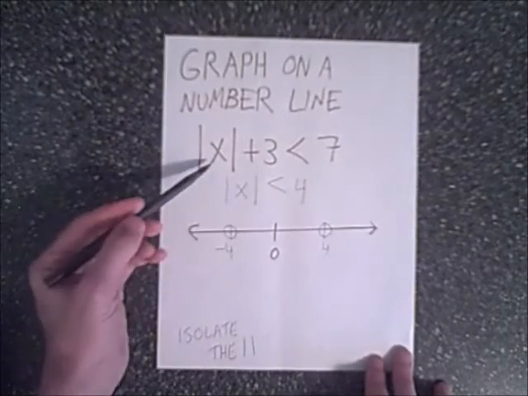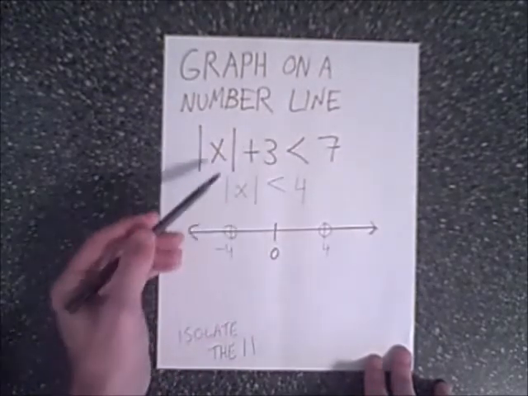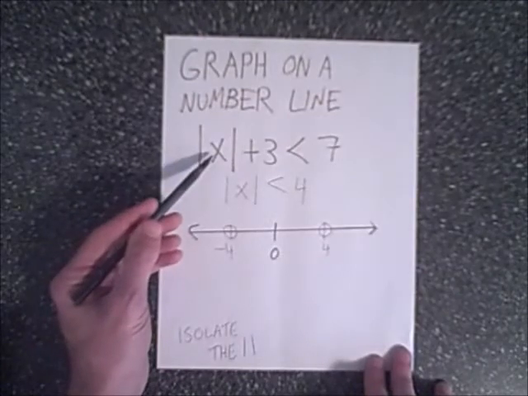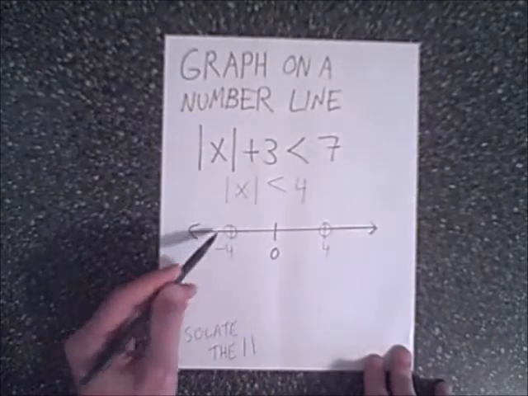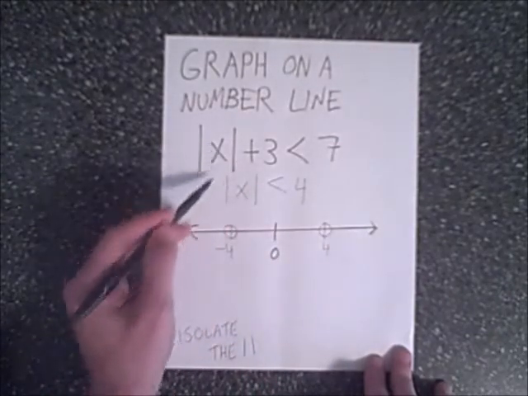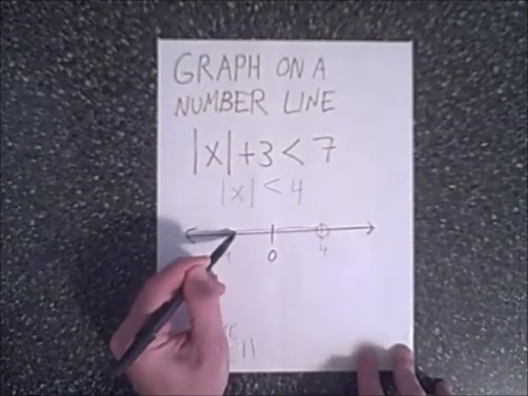We again try 0. 0 plus 3 is less than 7. That's true. And then, of course, we try 5, it does not work. Try negative 5, it also does not work. And we basically have the same graph. And I'm going to actually shade it with a line.